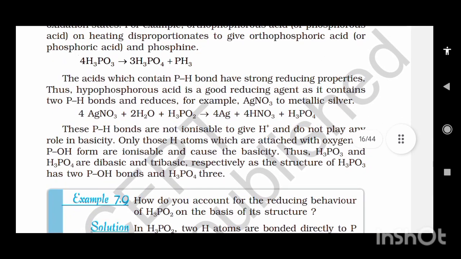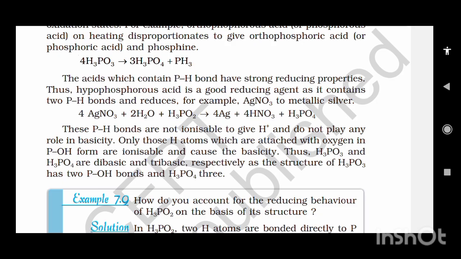The acids which contain P-H bonds have strong reducing properties. Thus, hypophosphorus acid is a good reducing agent as it contains two P-H bonds and reduces silver ions. These P-H bonds are not ionizable to give H+ ions and do not play any role in basicity. Only those hydrogen atoms which are attached with oxygen in P-OH bonds are ionizable and cause the basicity.